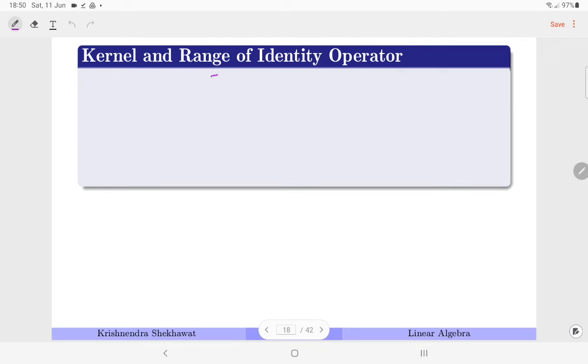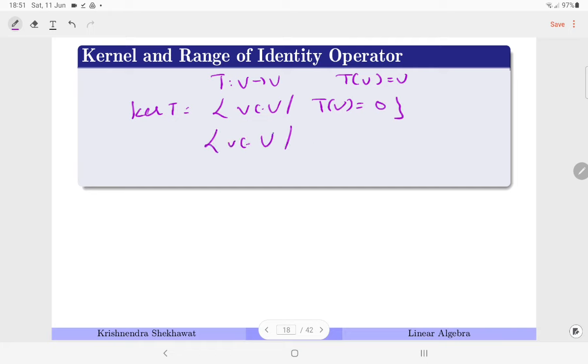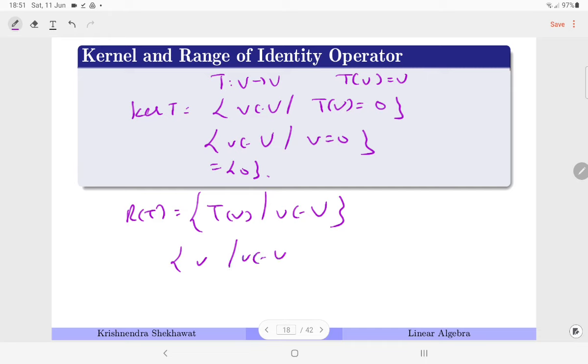The identity operator is defined from V to V such that T of v is equal to v. So, kernel T is all those vectors for which T of v is 0. Now, T of v is 0 and T of v is v, which means v is 0, which means the kernel T is the 0 vector, and range T is all T of v for which v belongs to capital V, but T of v is v itself, and therefore the range T becomes capital V.